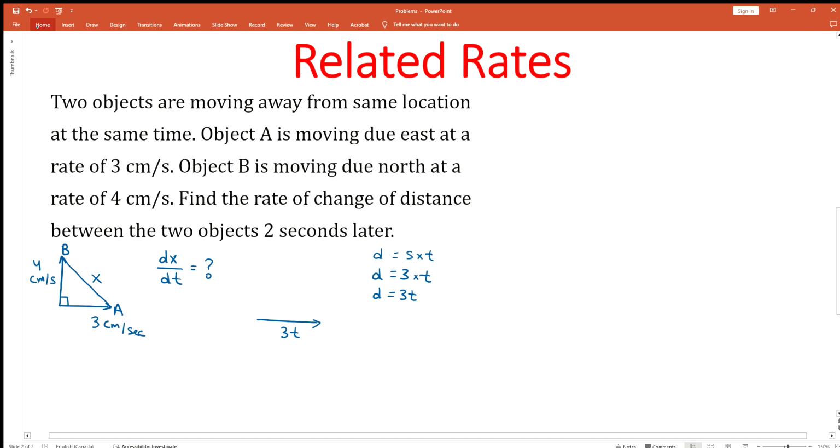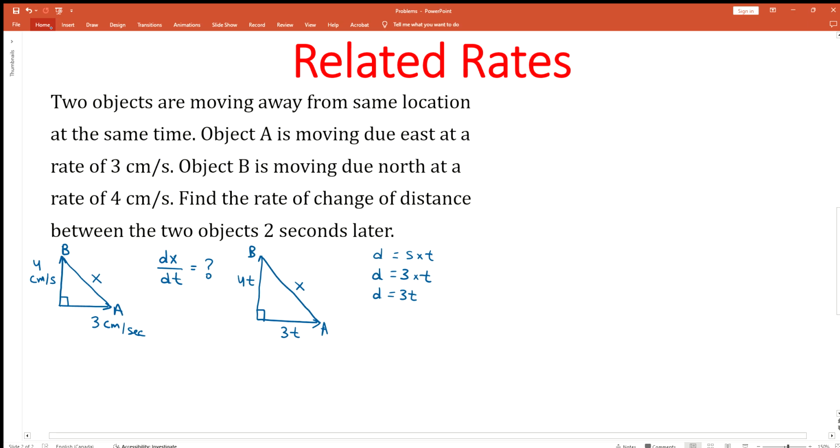Similarly, object B travels a distance of 4t centimeters in those t seconds. And the distance between these two objects is represented by this line, which is the hypotenuse in this right angle triangle. x is the distance between these two objects at time t seconds. In order to find dx over dt, we have to write an equation for x in terms of t. For that, we should use the Pythagorean theorem because this is a right angle triangle, and we can use the Pythagorean theorem equation to write an equation for x and t variables.